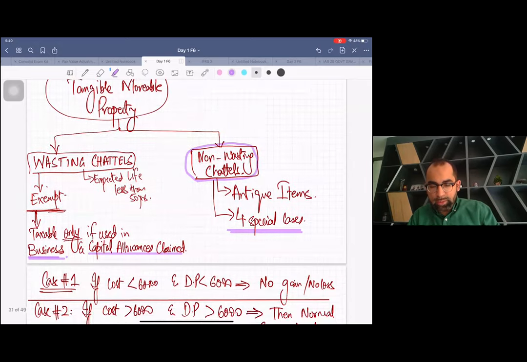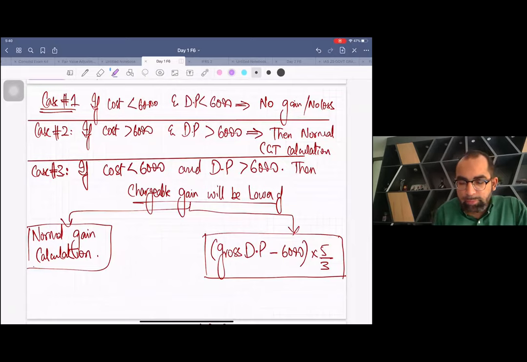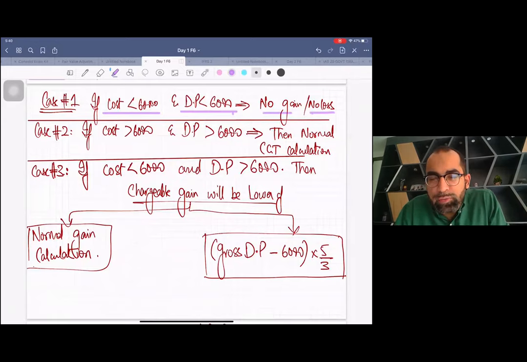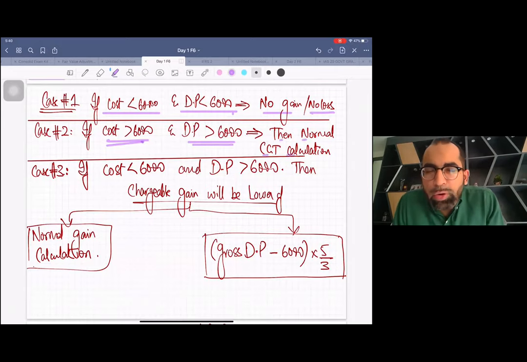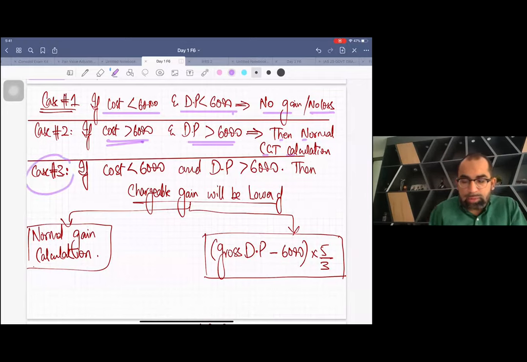Now, these are the cases. Case number one: if cost is less than 6,000 and disposal proceeds (DP) is less than 6,000, no gain, no loss, do nothing. Case two: if cost is greater than 6,000 and DP is greater than 6,000, then normal CGT calculation. For example, you bought a non-wasting chattel for 8,000 and sold it for 10,000. The difference is a 2,000 gain. Very simple, normal working.